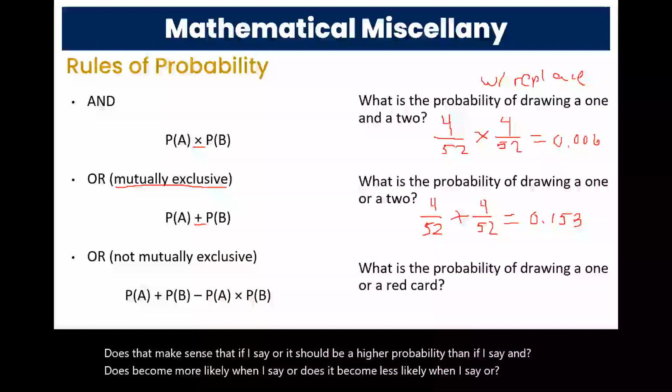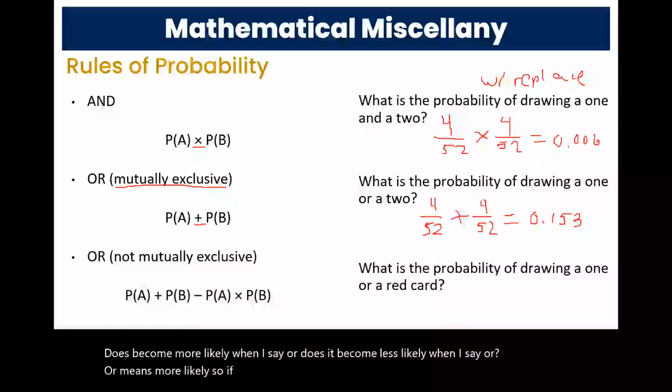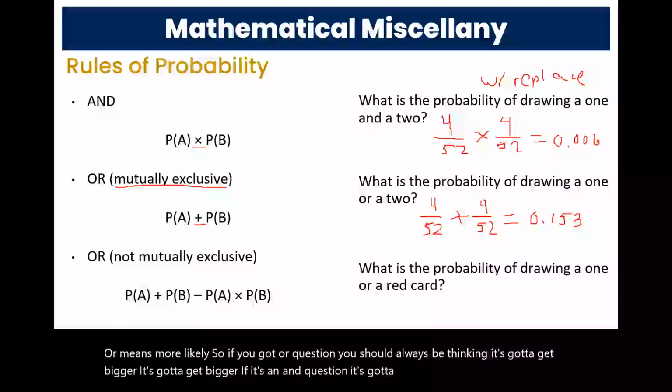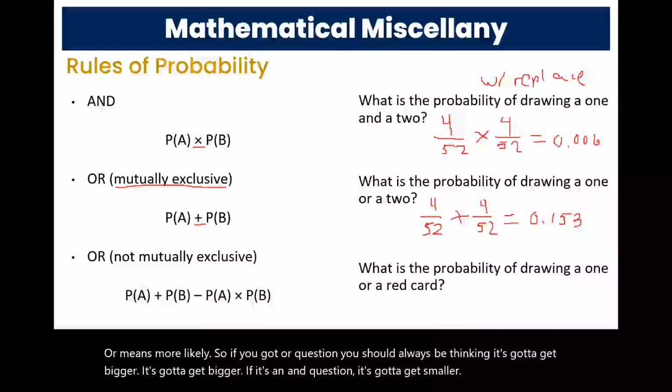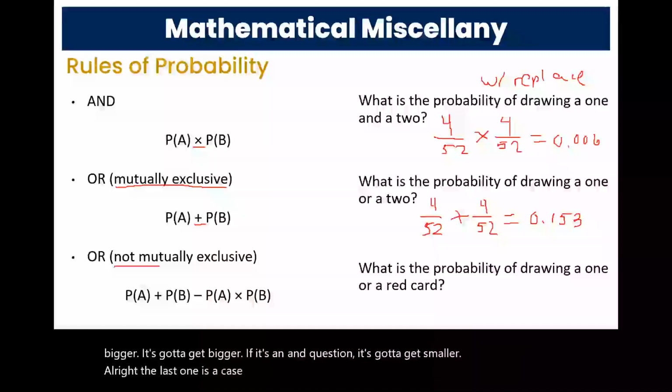Or means more likely. So if you've got an or question, you should always be thinking it's got to get bigger. If it's an and question, it's got to get smaller. All right. The last one is a case of not being mutually exclusive.